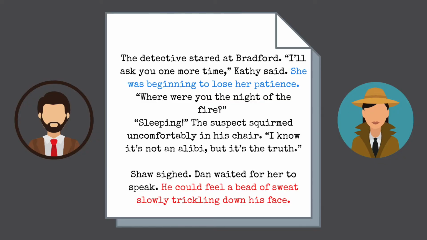Whose POV is this in? I have no idea. First of all, there's head hopping. You can see where we get Kathy's POV as she tells us internally that she's losing her patience. But a few lines later, we get Dan's POV as he feels sweat trickle down his face.